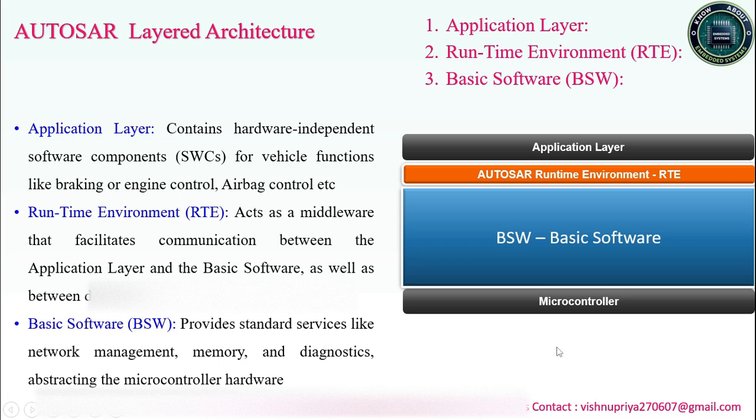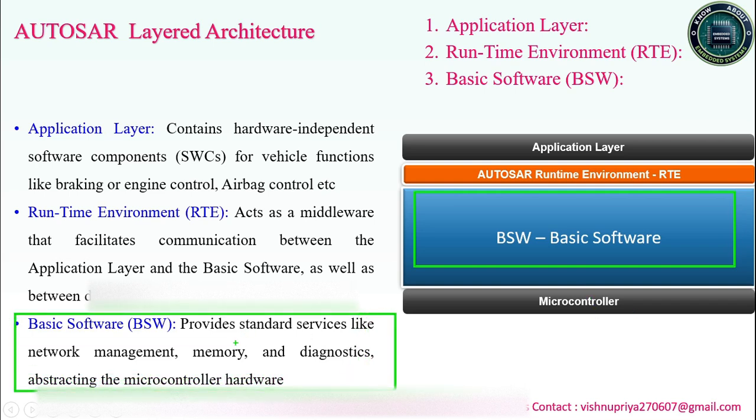The third one is called base software. So the blue color whatever you're seeing, this is called base software. Under this base software, various different services will be there. Various microcontroller functionalities will be defined in the form of MCAL, and also it is going to create abstraction for your application layer and your microcontroller. So if you see the definition here, the base software will provide standard services like network management, memory management, diagnostic management, and also microcontroller abstraction. All these things are going to be provided by the BSW layer. So like this, there are three major layers in the AUTOSAR.